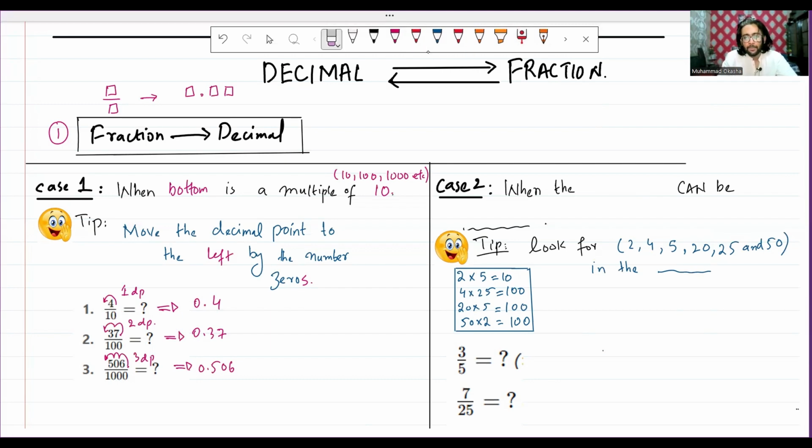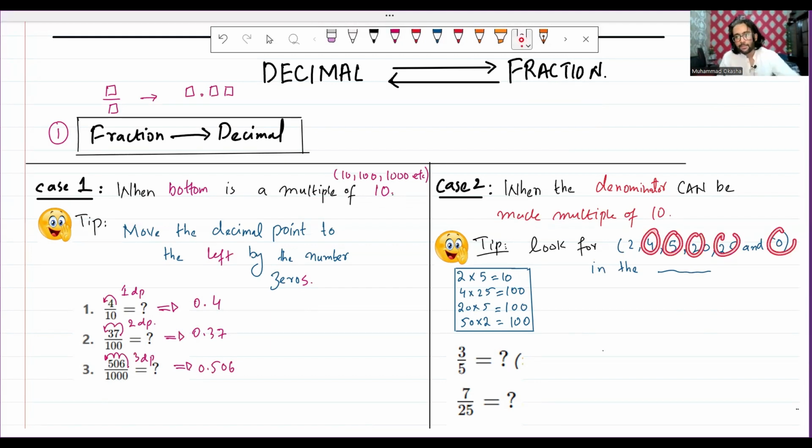So when the denominator can be made a multiple of 10, look out for these numbers. 2 can be converted into 10, and we can convert 4, 5, 20, 25, and 50 into 100 or 1,000. I'm not sure if you've seen the movie The Usual Suspects. It's a really good movie. So these are the usual suspects.